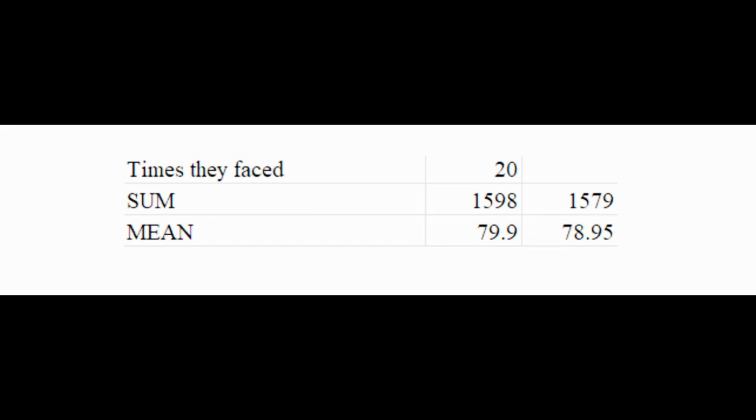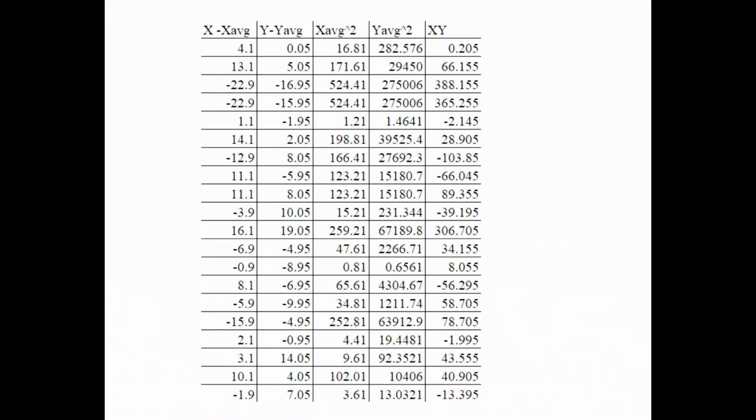The second table we show presents the sums and the means. And then the last table we show, we have the calculations that we need to calculate the correlation coefficient. Next, we have a chart that shows the results of the last 20 times that these teams faced off, 20 being the most recent and 1 being the oldest. In this chart, blue will represent UNC and orange represents Duke.